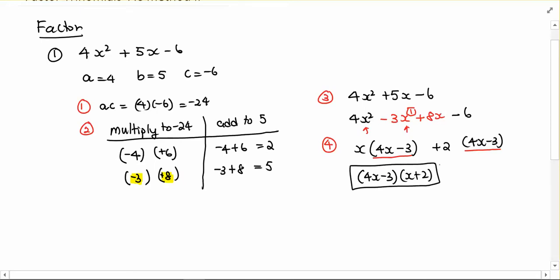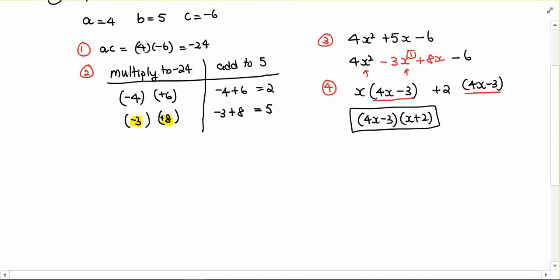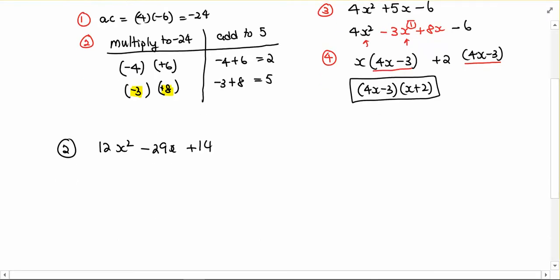There it is. Let's take out a second example. And this time we'll try to factor 12x squared minus 29x plus 14. So again, before we start, let's identify our A, B, and C. A is 12, B is negative 29, C is 14.